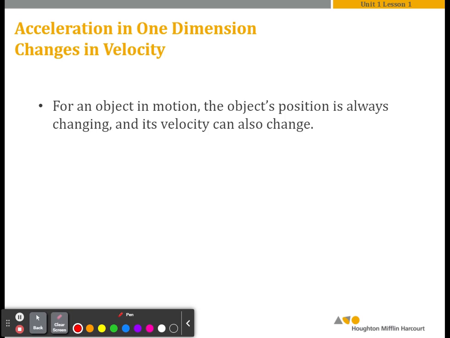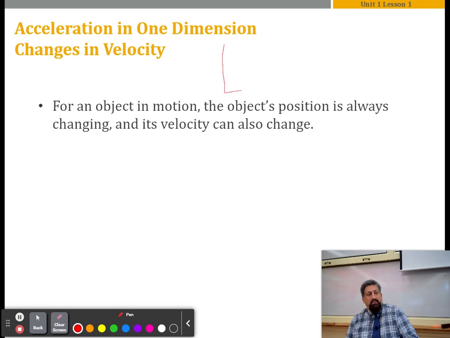When an object is in motion, its position is always changing. That's a definition of an object in motion. It's a change in position over a change in time, or displacement over time. If we graph position versus time, then if we had an object that was sitting still, it would have the same position over that period of time. We'd have a horizontal slope. The slope would be equal to 0.